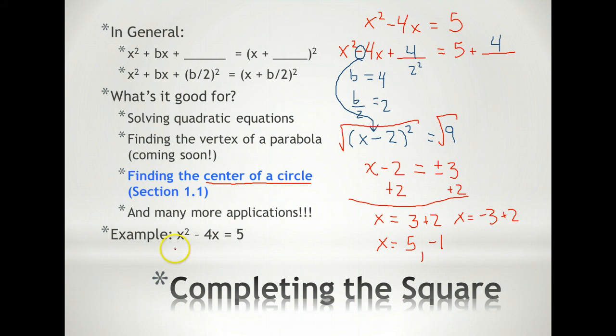And just to double check it, if I had decided instead that I was going to factor this problem, I would have moved the 5 to the other side first, and then if I'd factored it, I would have gotten x minus 5 times x plus 1 equals 0. And if I'd solved that, x minus 5 equal to 0 would give me x equals positive 5, and x plus 1 equals 0 would have given me x equals -1. So this is my answer.